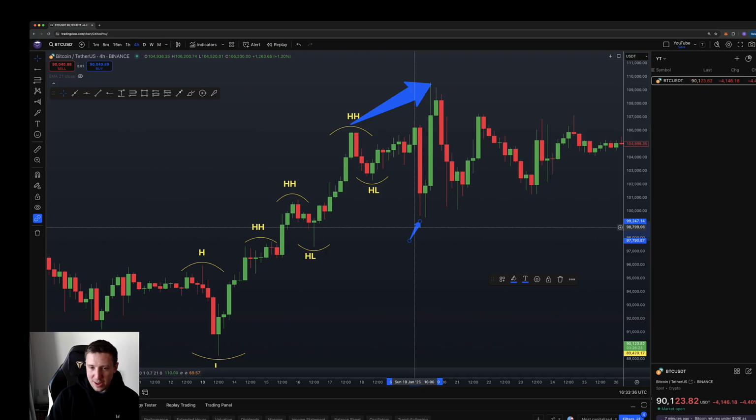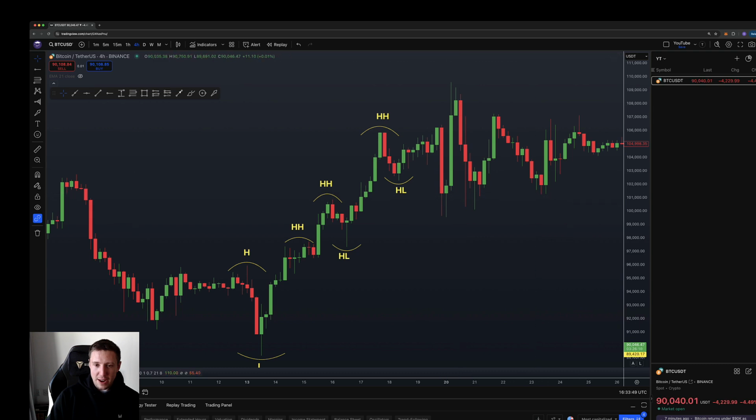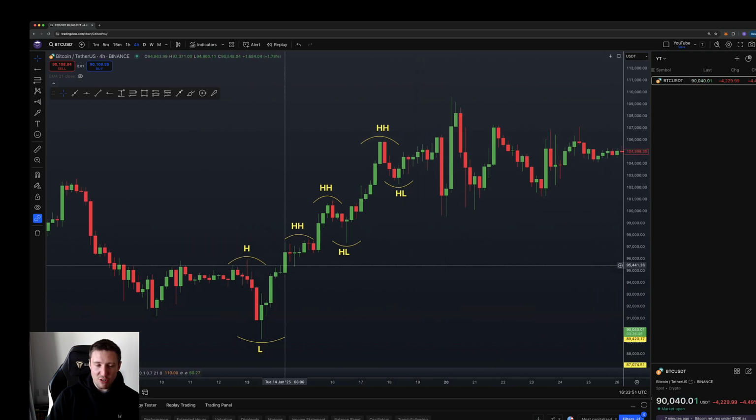However, it's not always going to be that easy. There are going to be some fake outs along the way. We did ultimately then go on to make a higher high, and it was technically higher than this previous higher low, so there was a chance you would have stayed in the trend and ignored that. But you can see the general trend is obviously up, making higher highs and higher lows, which you can identify.